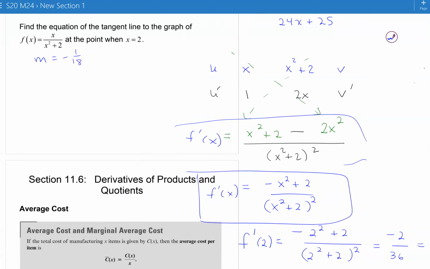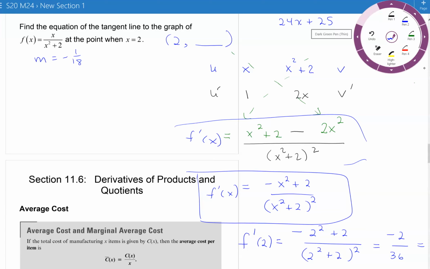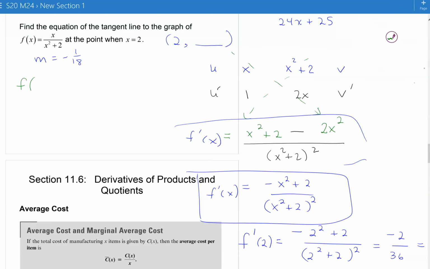So now I need to find the y coordinate of a point so that I have 2 comma some y value. So I use the original function to do that, and I use my function notation to show that's what I'm doing. I'm finding f of 2 to find this y coordinate of the point. So that looks like 2/6 or 1/3. So there's my point that's on the graph of the function and on the tangent line.